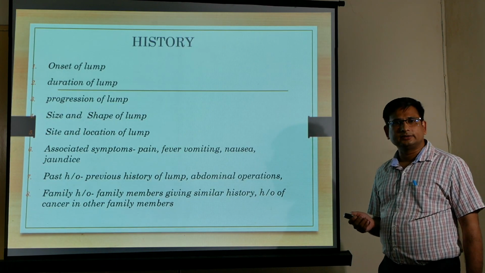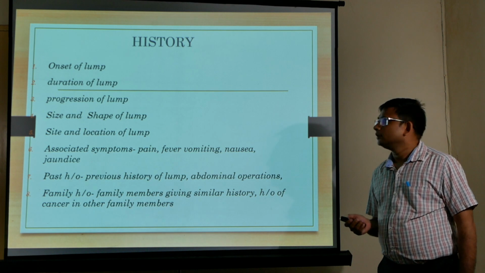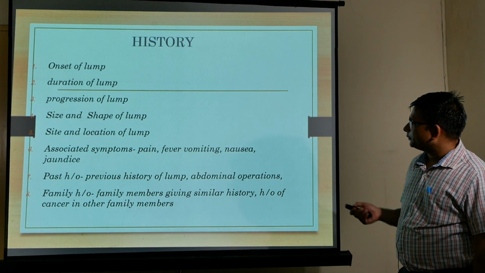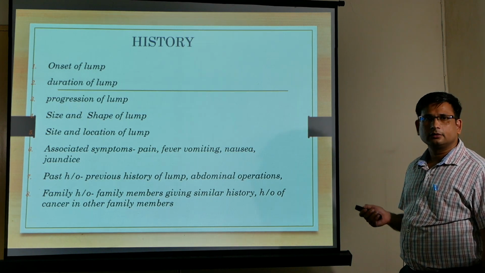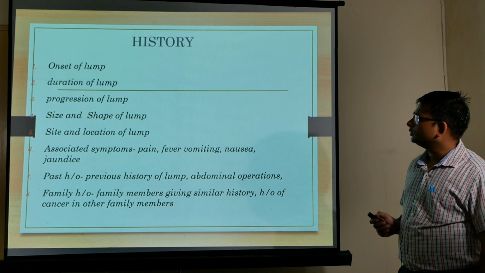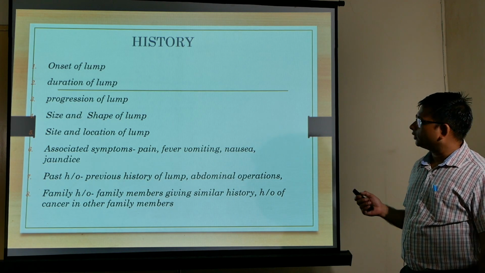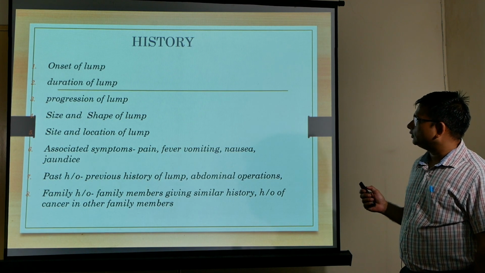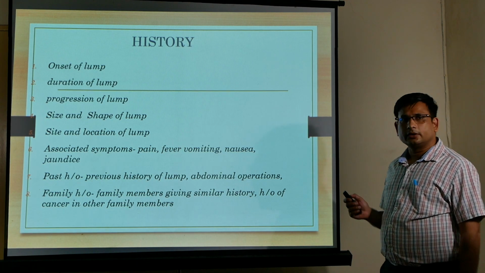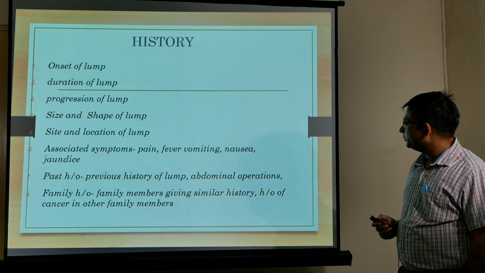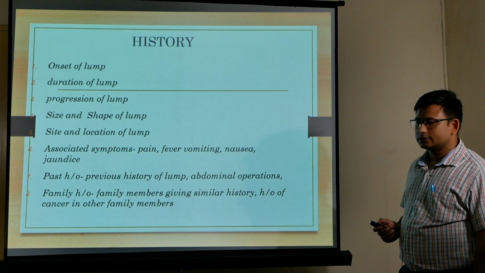Now, when you examine a patient with a lump, first you will take the history. These are the different points which you will take in your history: onset of the lump, duration of the lump, then progression of the lump, size and shape of the lump, site and location of the lump, different associated symptoms like pain, fever, vomiting, nausea and jaundice.